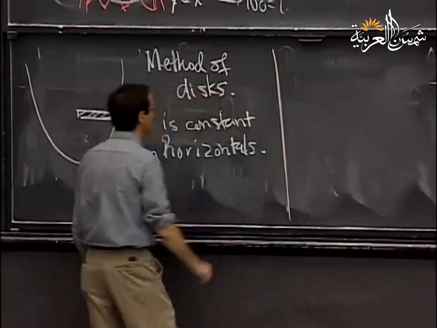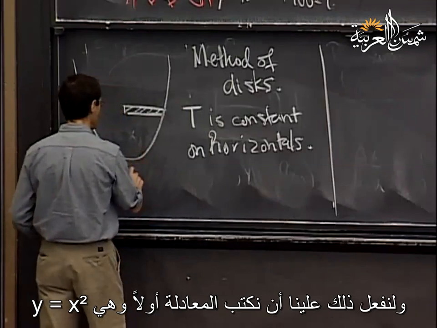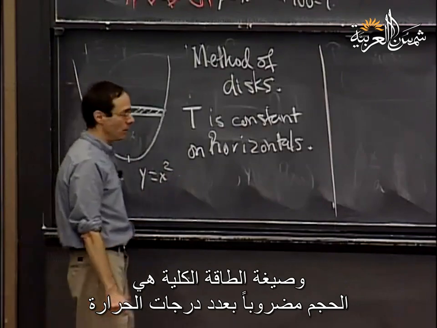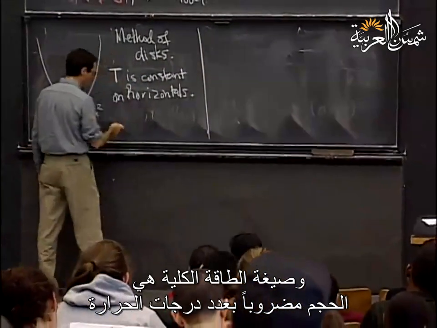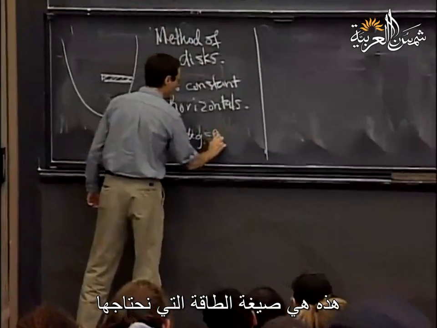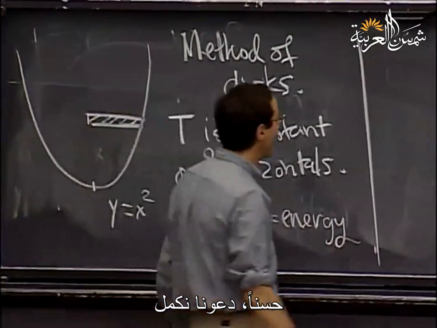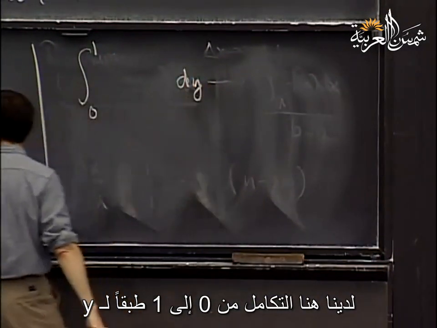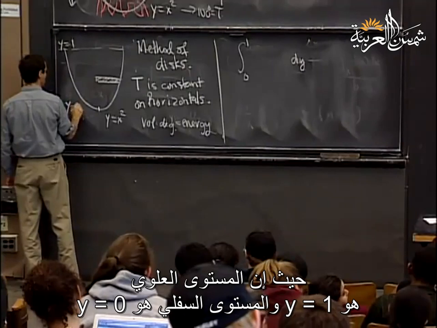All right. Now I have to set it up for you. In order to do that, I need to remember what the equation is, which is y equals x squared. The formula for the total amount of energy is going to be volume times the number of degrees. That's going to be equal to the energy that we need here. And so let's add it up. It's the integral from 0 to 1, and this is with respect to y. So the y level goes from 0 to 1. This top level is y equals 1. This bottom level is y equals 0.